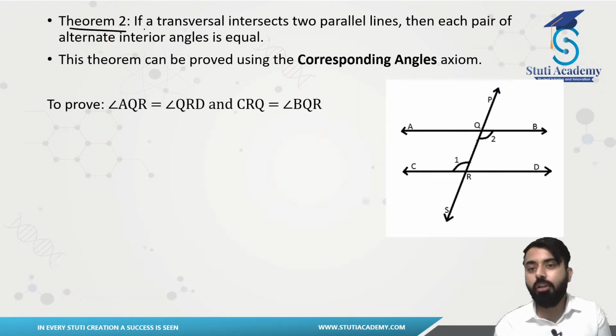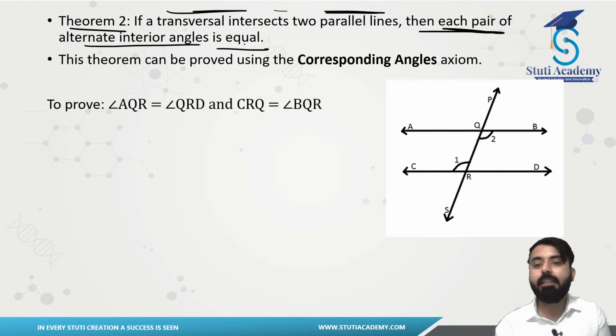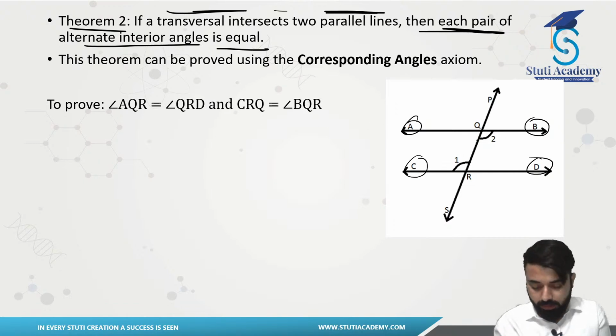Now we have this theorem. If a transversal intersects two parallel lines, then each pair of alternate interior angles are equal. So we are going to prove this theorem right here. It states that if there are two parallel lines, let's say I have two parallel lines with me. First one is AB, second one is CD, right? And we have a transversal which is PS, or you can say PS is another line. So we are going to focus on this one.